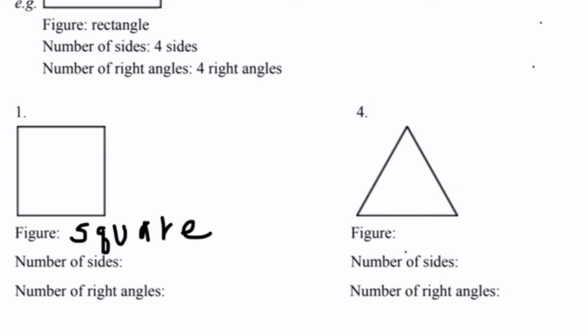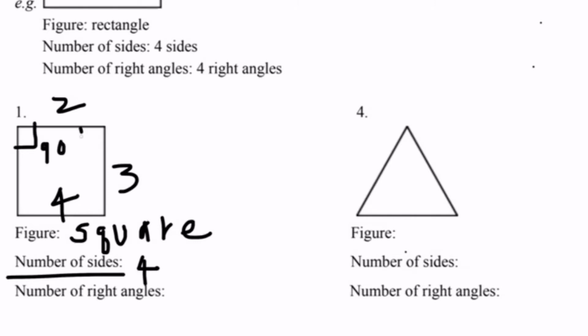Okay, now it's asking us to find the number of sides. Well, let's count. 1, 2, 3, 4. So the number of sides is 4. Last but not least, it's asking us to find the number of right angles. Well, a square equals 360 degrees and it has 4 angles. Divide that by 4. Each angle is 90 degrees. So there's one angle, another, a third angle, and our last angle. So the number of right angles is actually 4.